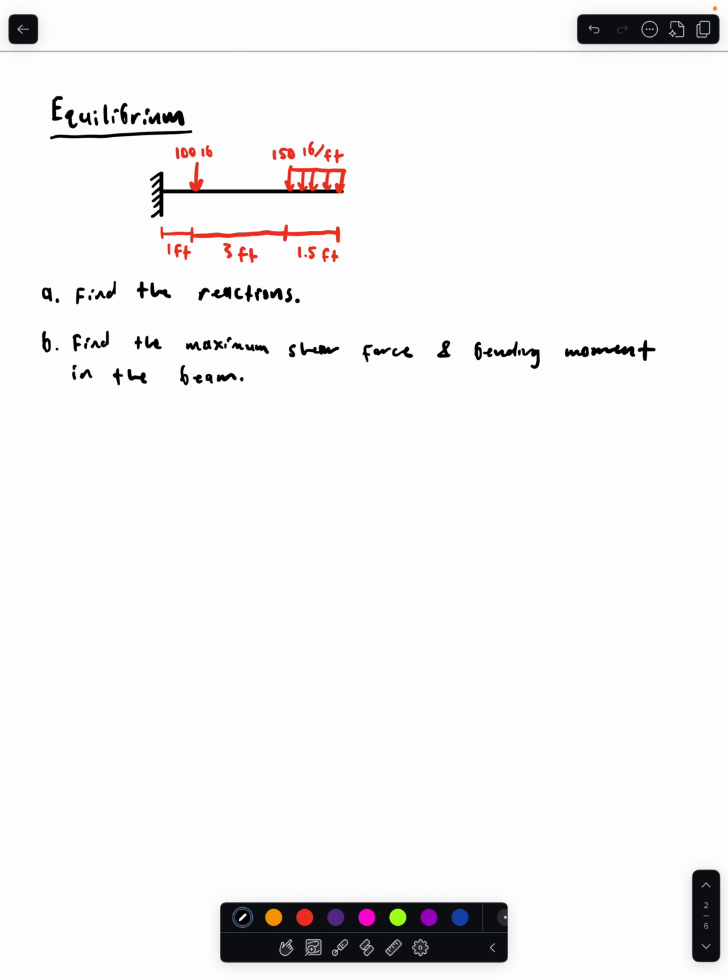So here we have a cantilever beam, and it has a point load of 100 pounds at 1 foot, and then it has a distributed load of 150 pounds per foot, starting 4 feet off the wall and 1.5 feet long. We have two questions. The first one is to find the reactions, and the second is to find the maximum shear force and bending moments in the beam. To find the reactions, we're going to use those equations that I just showed you, but we're going to start by drawing a free body diagram.